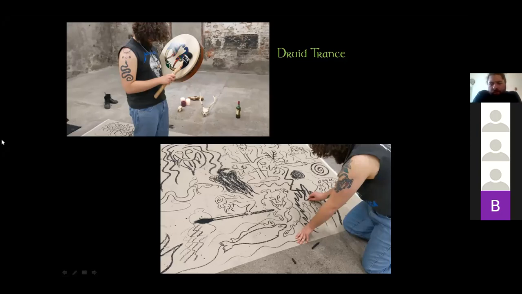So the performance of the exhibition was a two-part performance. In Dublin, I was facing the northern direction during the chant. I was doing a chant with the drum and then drawing. And then in Belfast, I was facing south. And now there's two drawings from the Vae Victis show that are records of the trance.